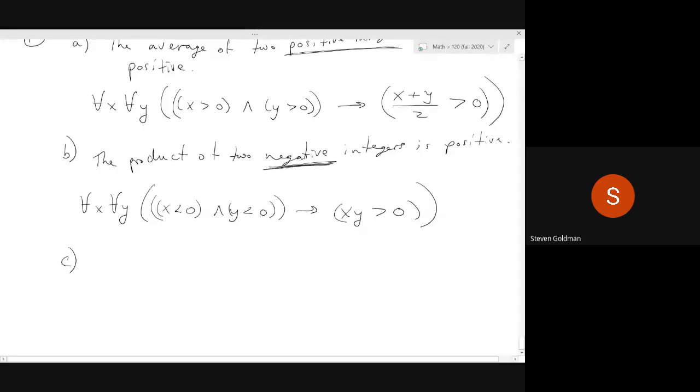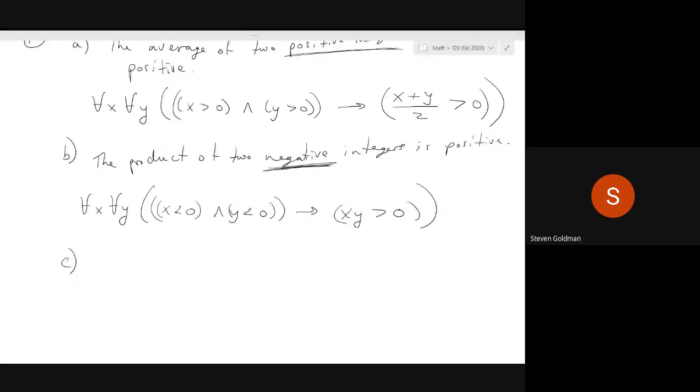Let's do part C. C was the statement, the difference of two negative integers is not necessarily negative.